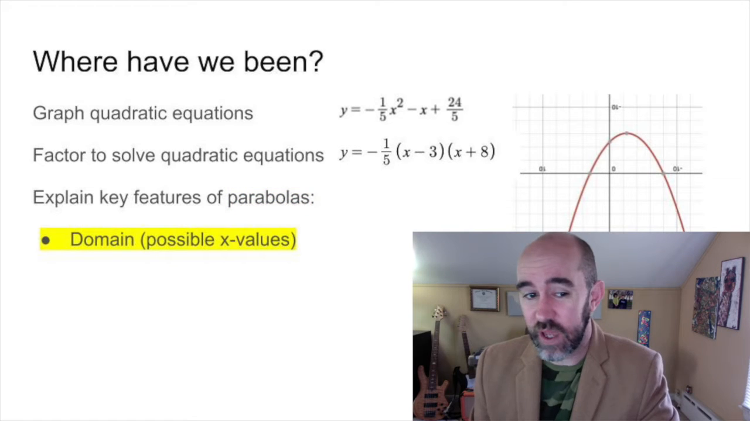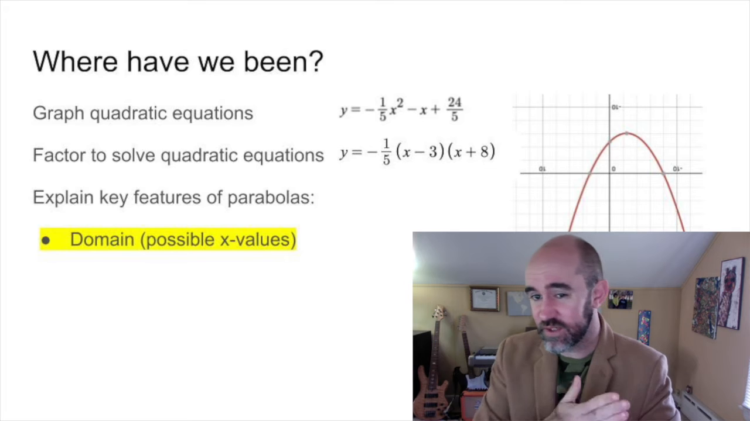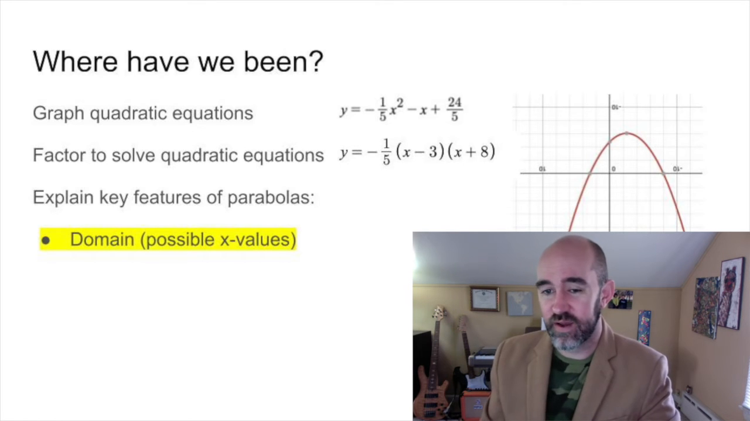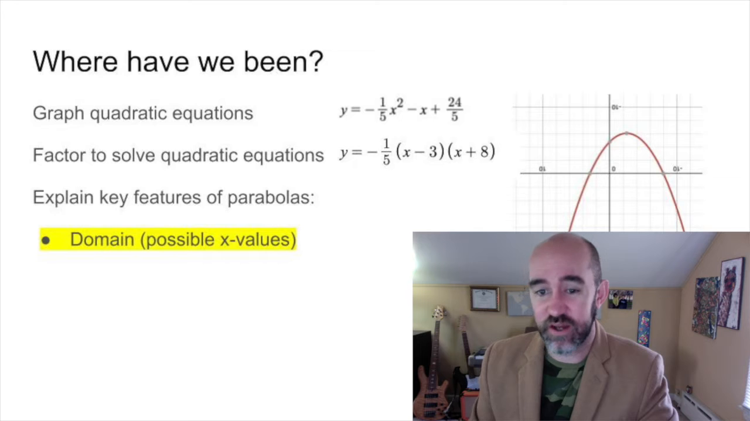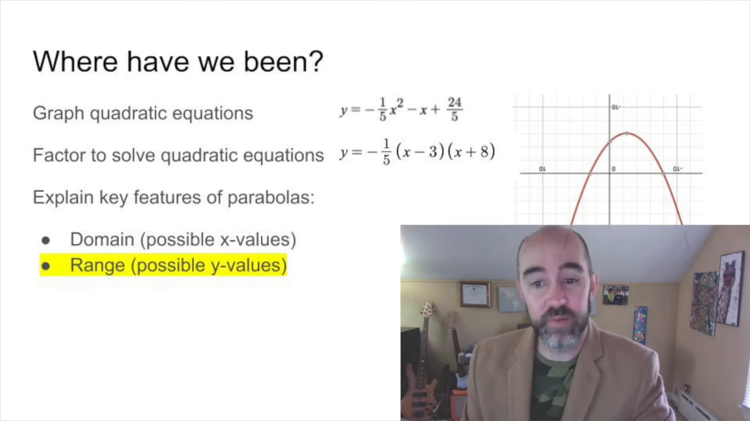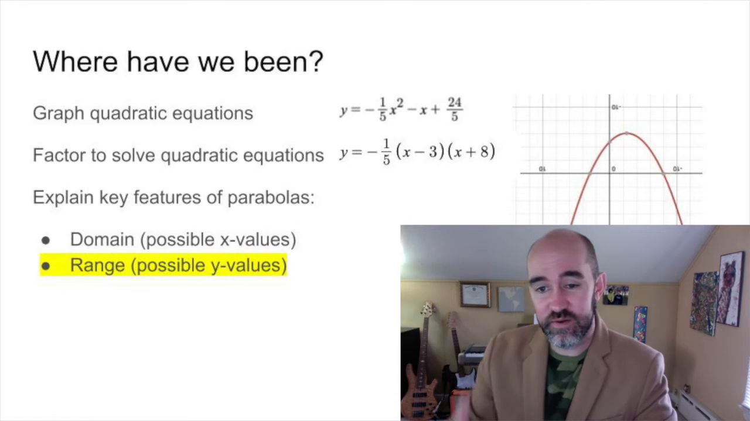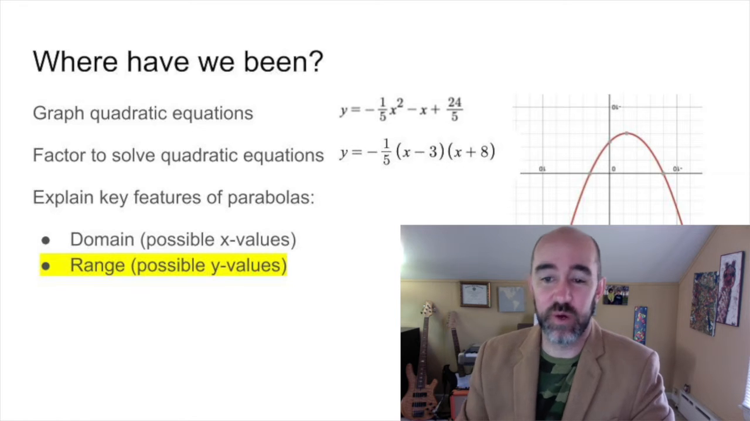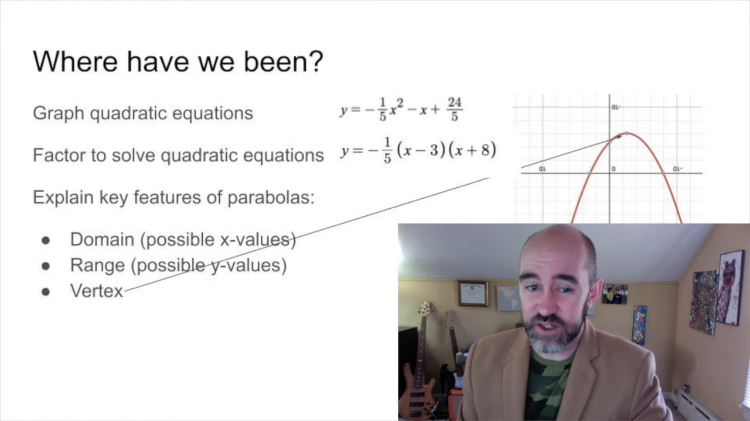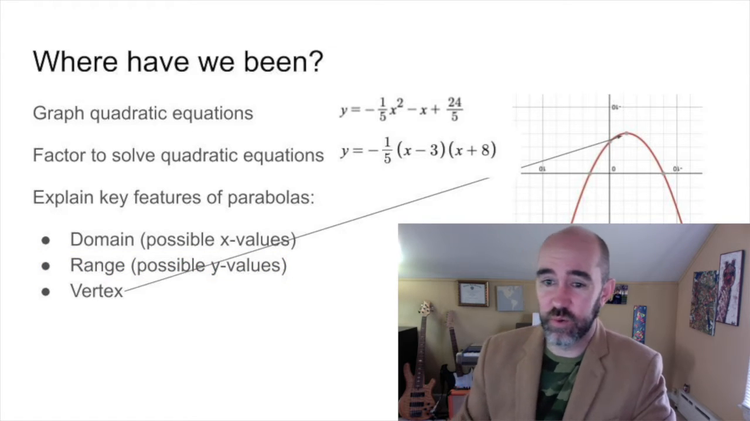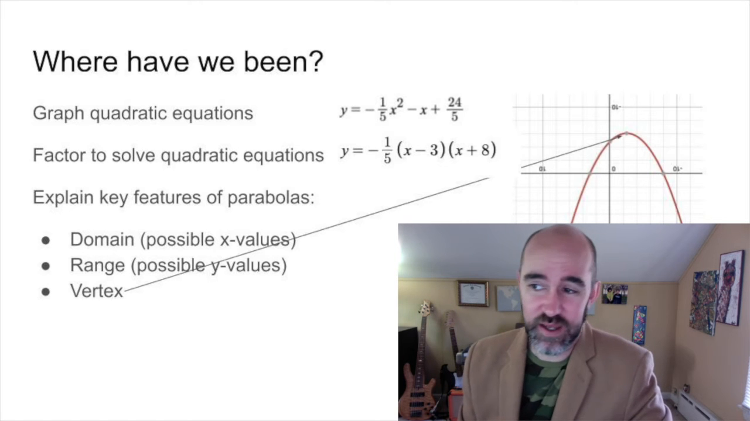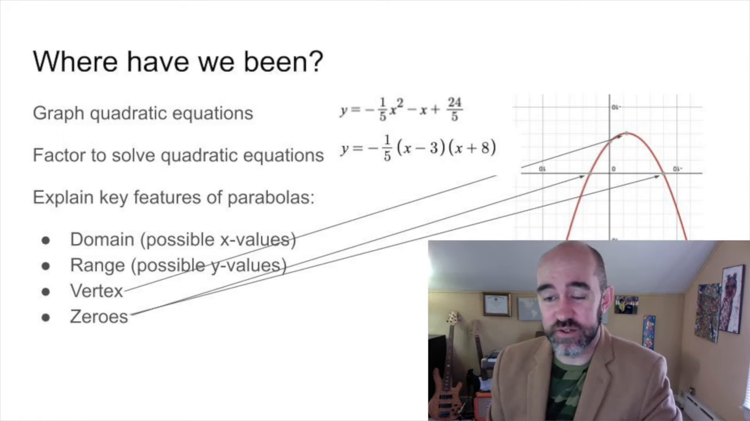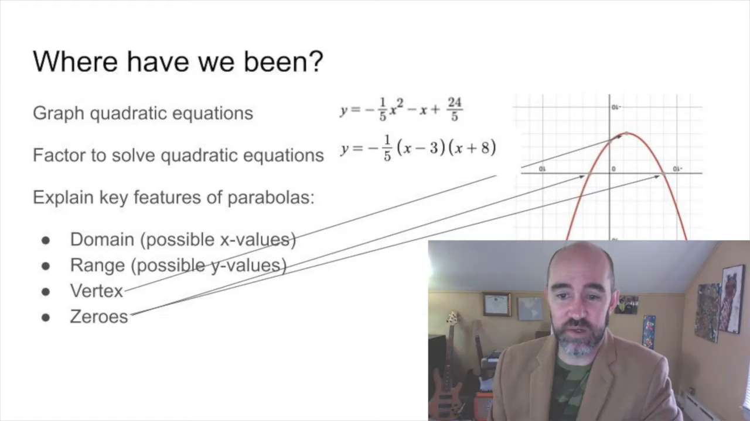We can find the domain, which is all the possible x values. Today it's going to look a little bit different because it's not just everything that shows up on the graph. We're also going to have to pay attention to the context of the problem. We've learned about the range, which is all the possible y values that we can have, and also we'll have to pay attention to the context to see what range actually matters here. In addition to that, we've also determined what the vertex means and where it is. We're going to use that today to maximize our profits. And we've found the zeros. That's the x values that make this function equal to 0.